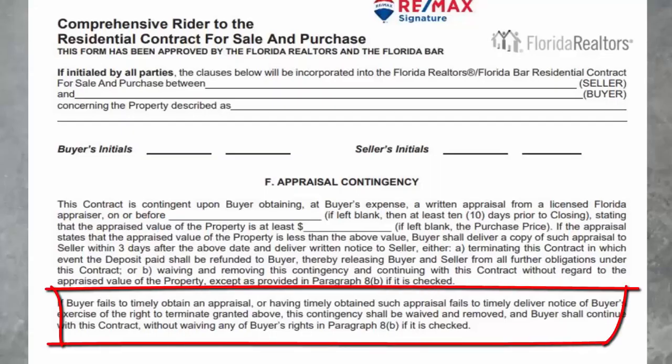And it's going to continue to go on here to say if the buyer fails to timely obtain the appraisal, or having timely obtained such an appraisal fails to timely deliver notice of termination, this contingency shall be waived and removed. Again, it continues to go on. See, these are all the consequences if the buyer doesn't do what they were supposed to in the time frame. So you can see by that simple little written clause that property must appraise. What is that saying? It's not telling us all of this information.